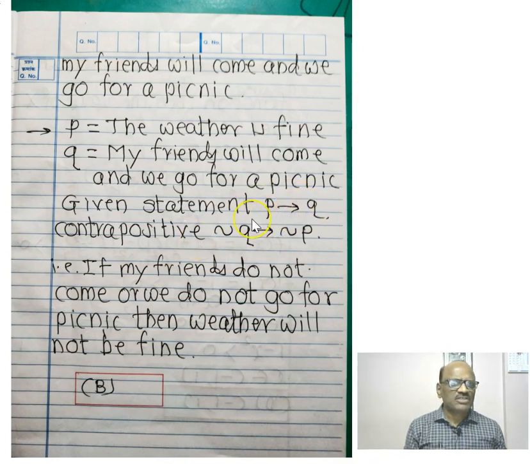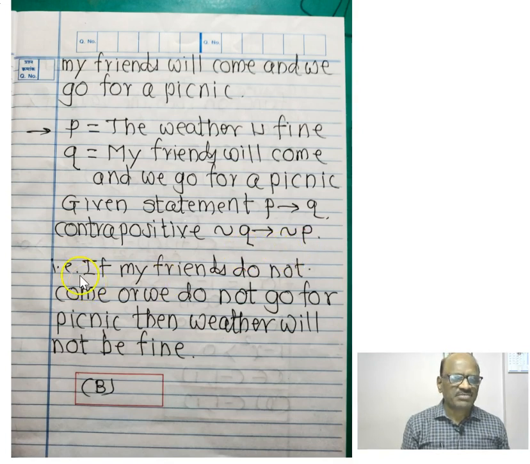P implies Q. What is its converse? Q implies P. And what is its inverse? That is, the negation of P implies the negation of Q. But what is the contrapositive? The negation of the converse. That is, the negation of Q implies the negation of P.